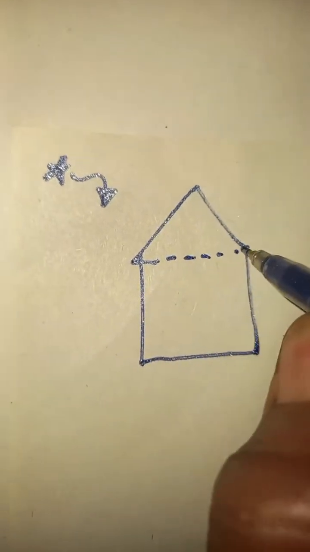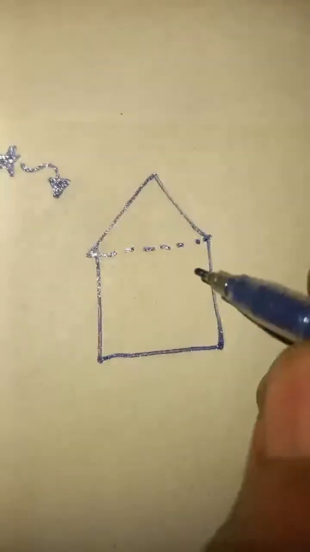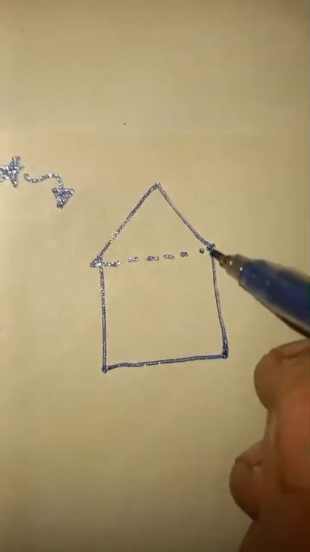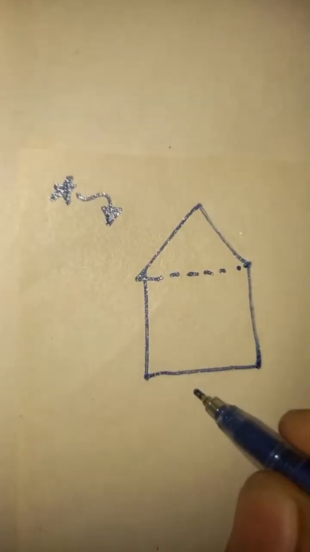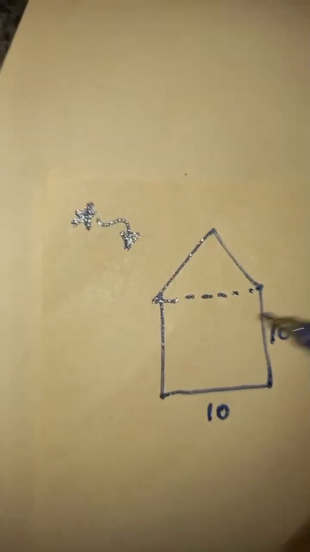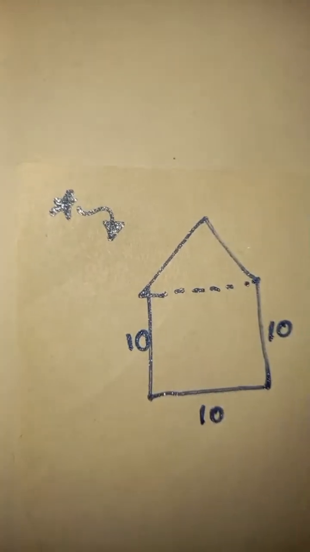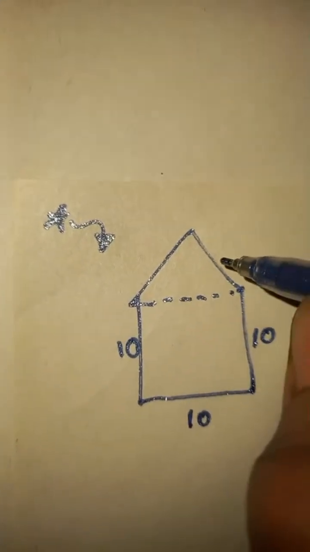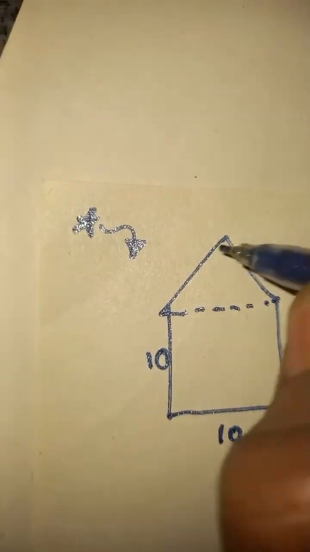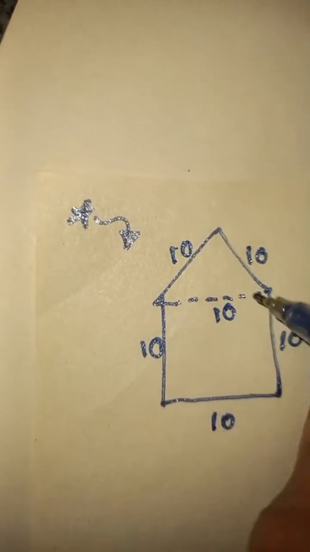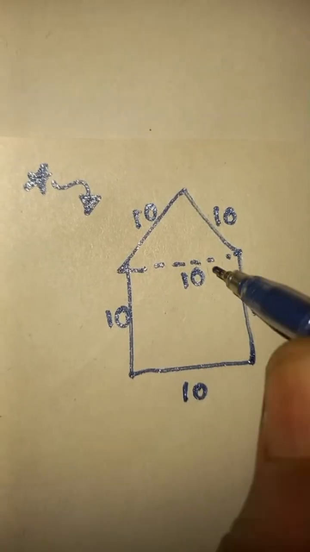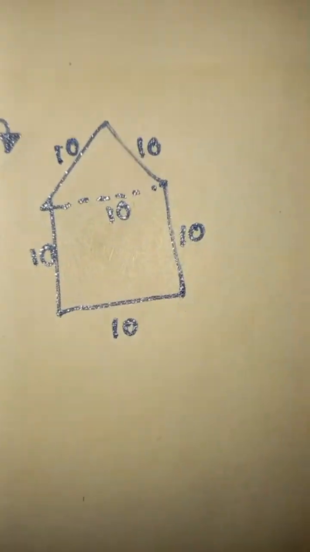You can divide the shape: one smaller part above and a square below. They have given all sides of the square as 10 units, and these sides are also 10 units. Here you get this: the above part is an equilateral triangle and the below part is a square.